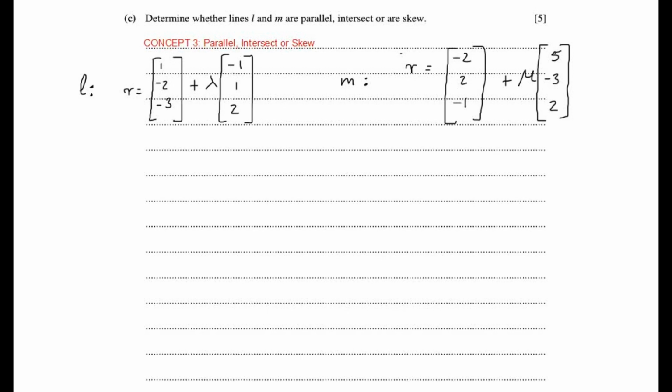Concept 3 is checking whether two lines are parallel, intersect, or skew. Now, we actually just check if they're parallel or intersect, and if they are neither, then by default they are skew. So the first test that we do is checking whether two lines are parallel. How do we do that? So the test for parallel vectors is that they should be multiples of each other.